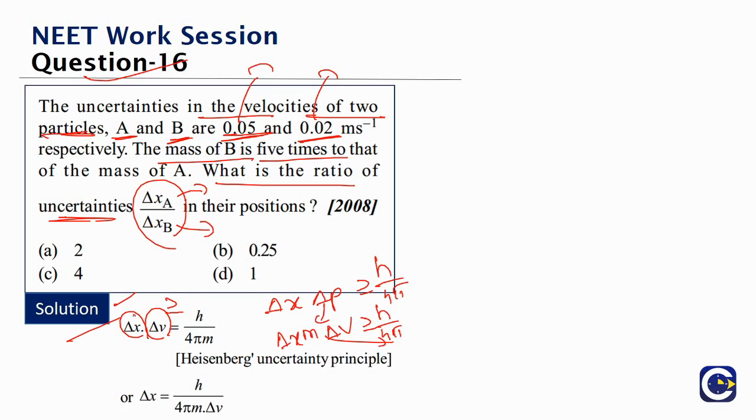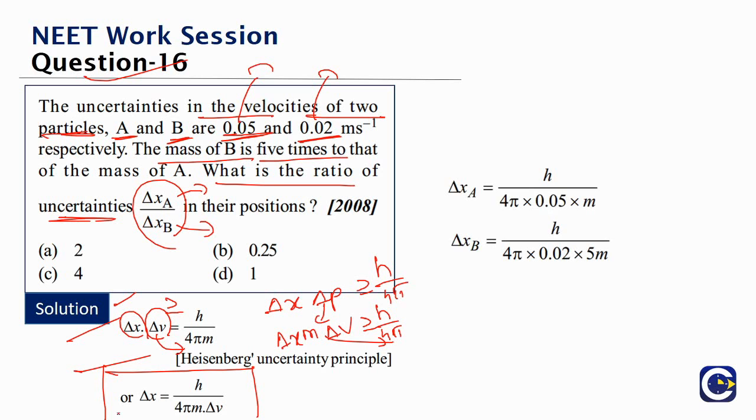Delta X into delta V should be more than or equal to h by 4 pi m. But here, when we are considering the limiting case, we will take the equality. So delta X into delta V is equal to h by 4 pi m. From here, what will be the delta X value? We will take this delta V also to the RHS. It will go to the denominator. So delta X is h by 4 pi m into delta V.